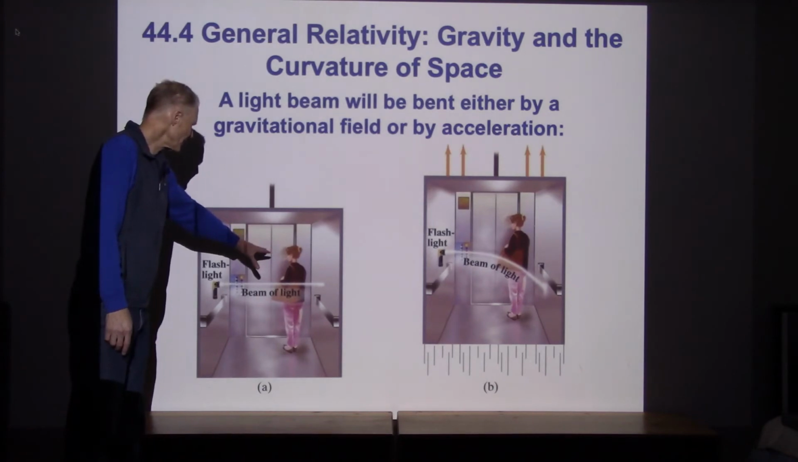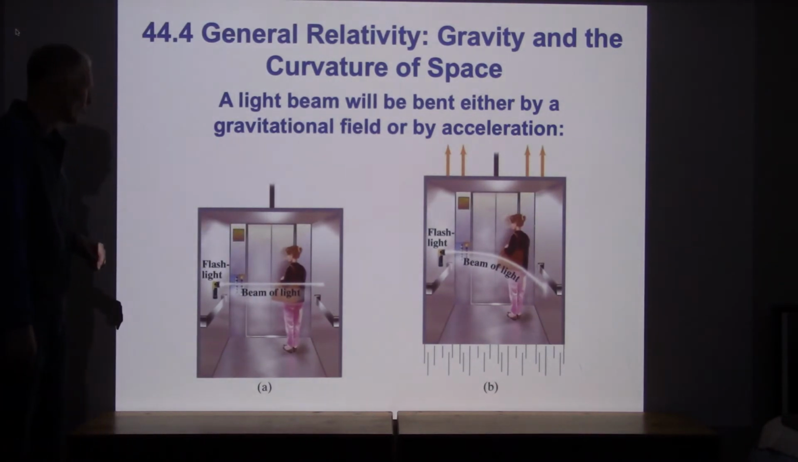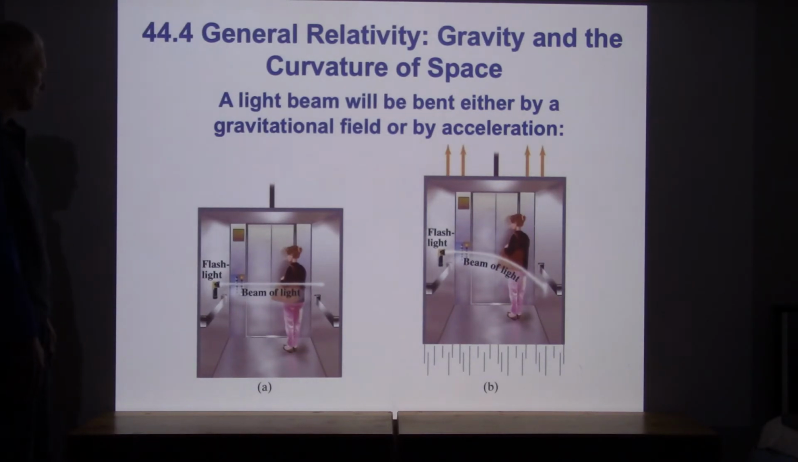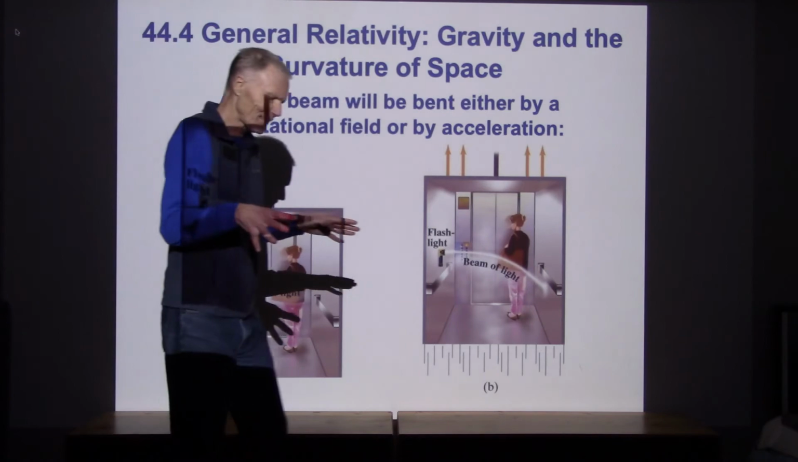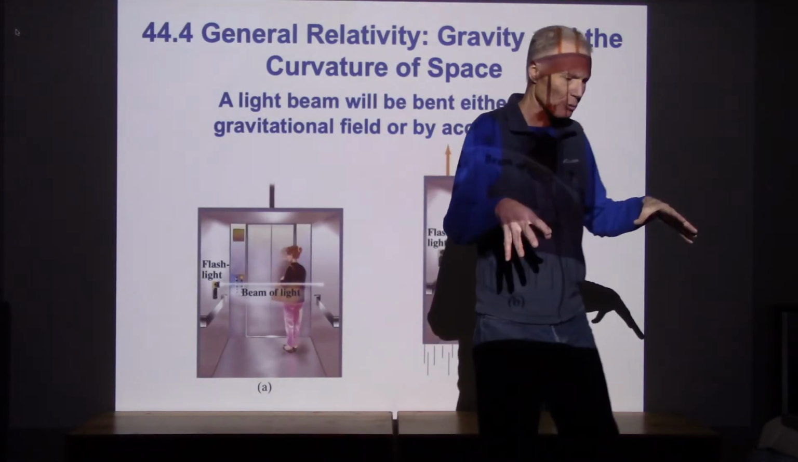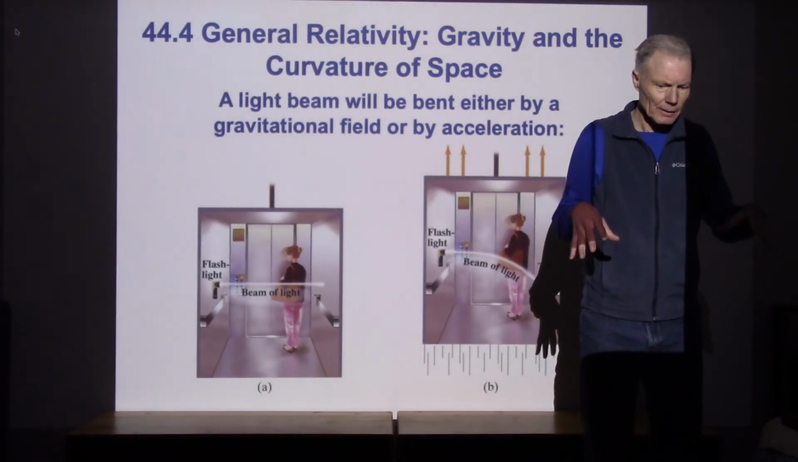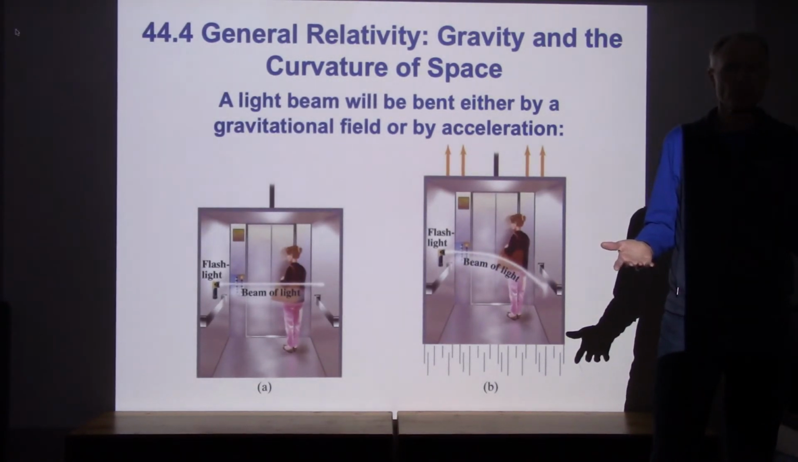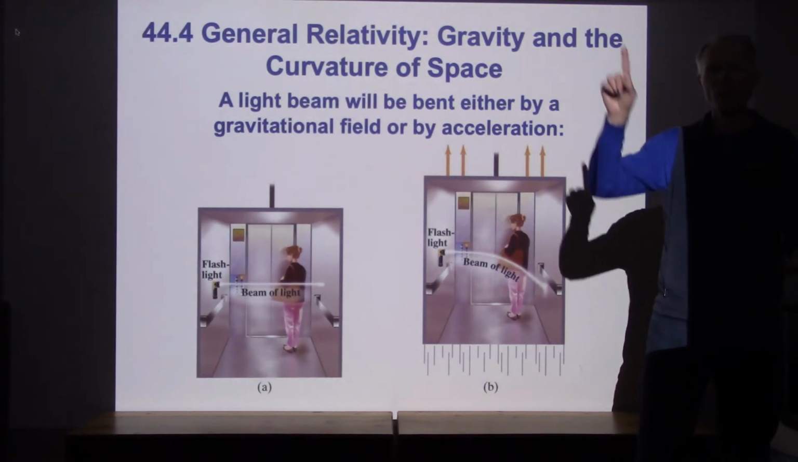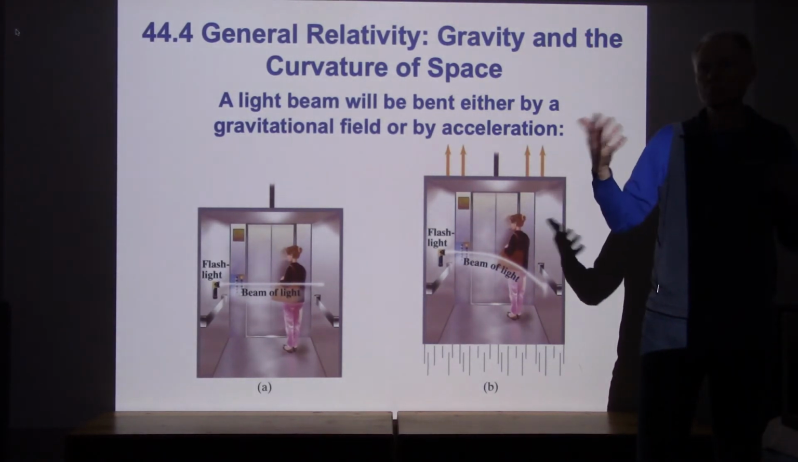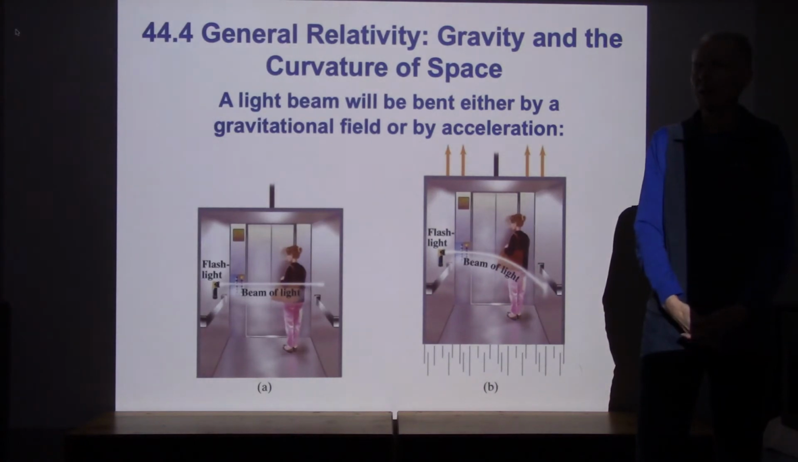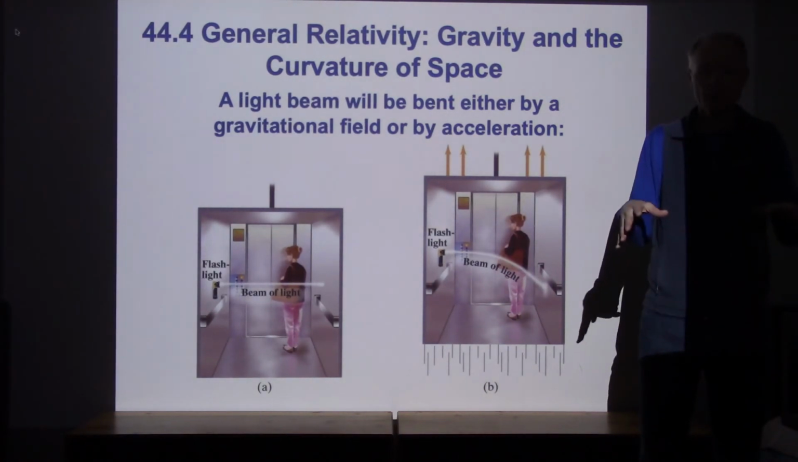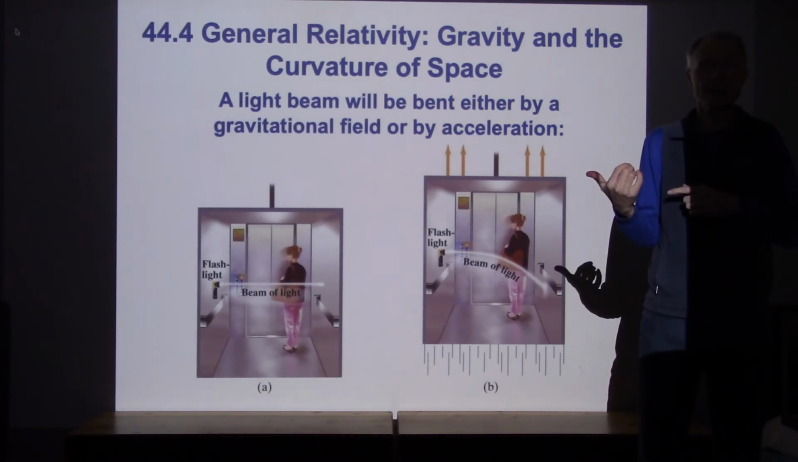Here's a person standing in that elevator. If I'm standing in an elevator that's at rest on the surface of the planet, I am experiencing the gravitational field of the planet. But if I were in an elevator that was accelerating through space, that would feel exactly the same. I can't tell the difference between the effects of a gravitational field or the effects of acceleration.